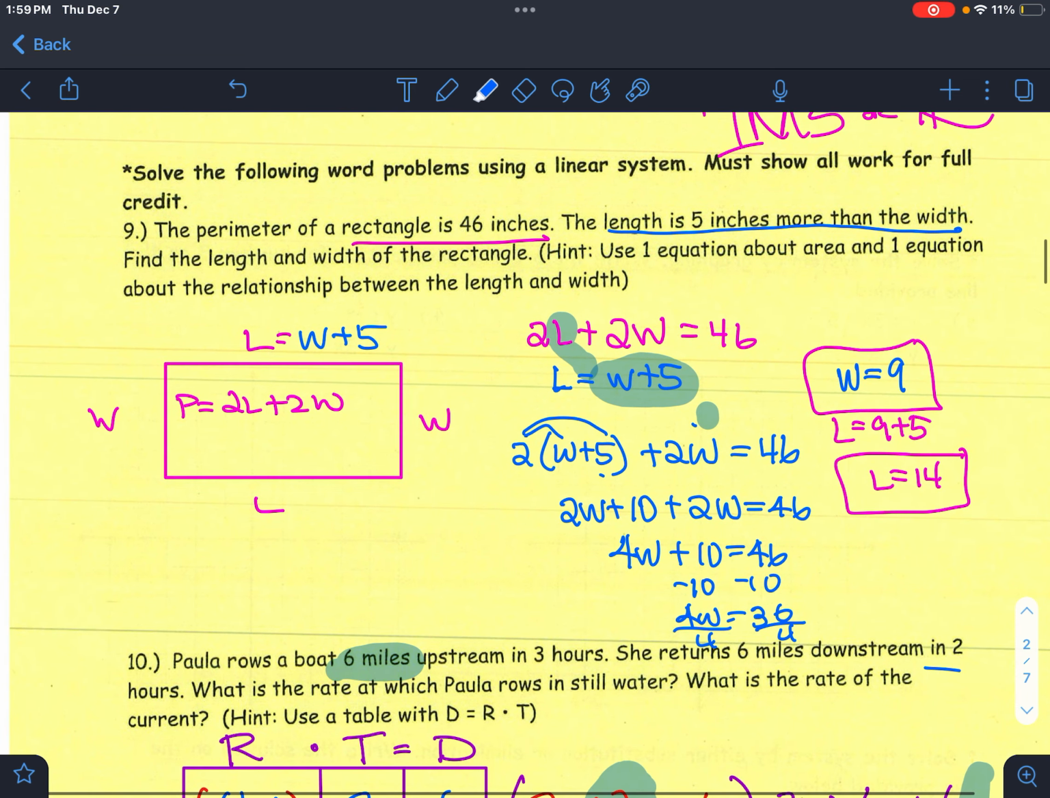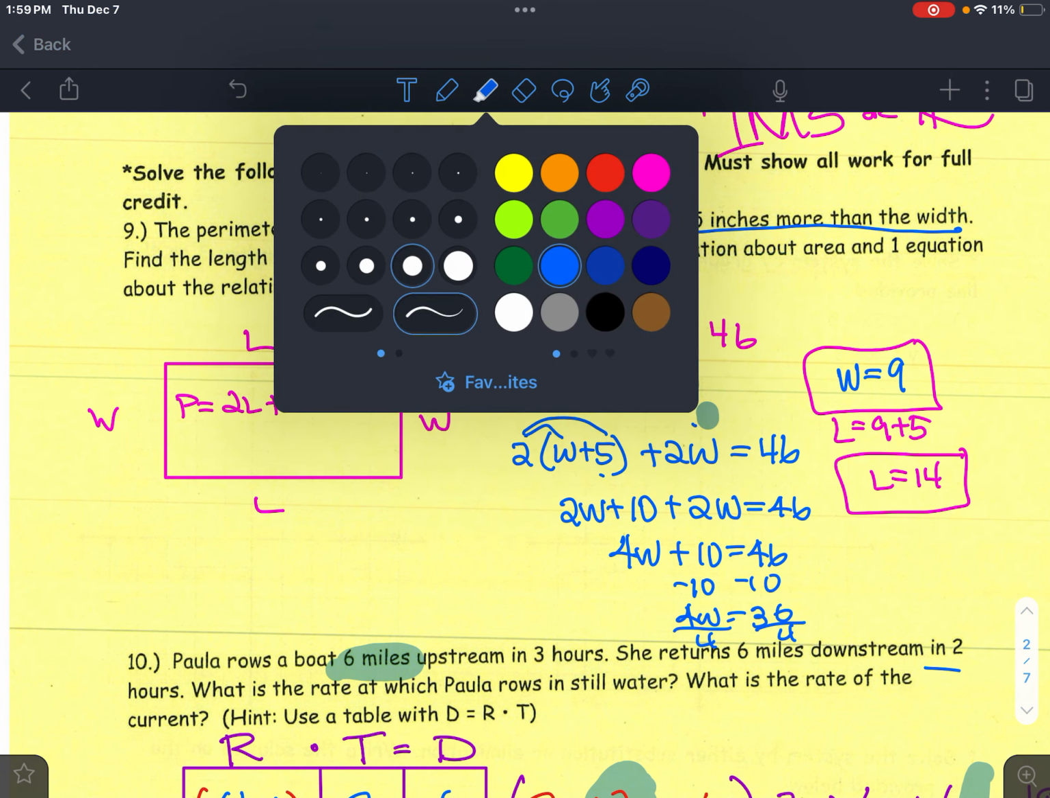On number 9, I have a perimeter problem. So I first start by drawing my rectangle and then reminding myself that I have 2 lengths and 2 widths. So that gives me my formula. Perimeter equals 2 lengths plus 2 widths. And then what does it tell us? Well, it tells us that the perimeter of the rectangle is 36 inches, right?